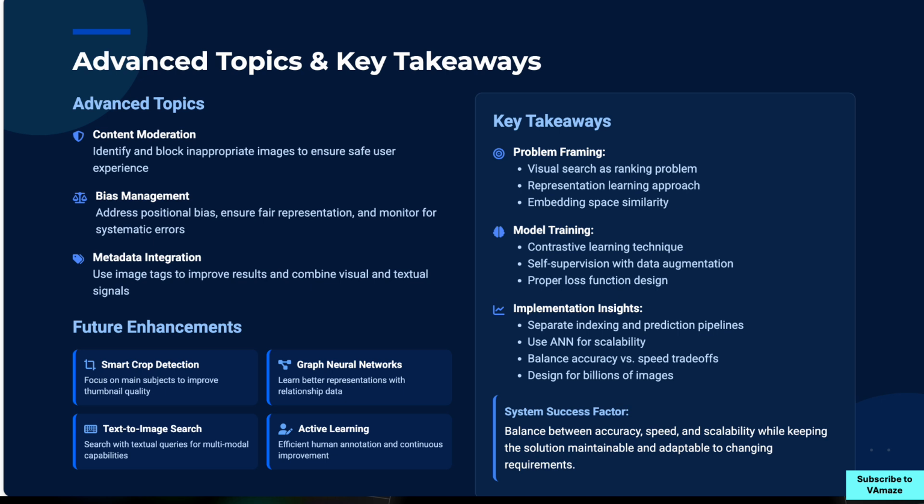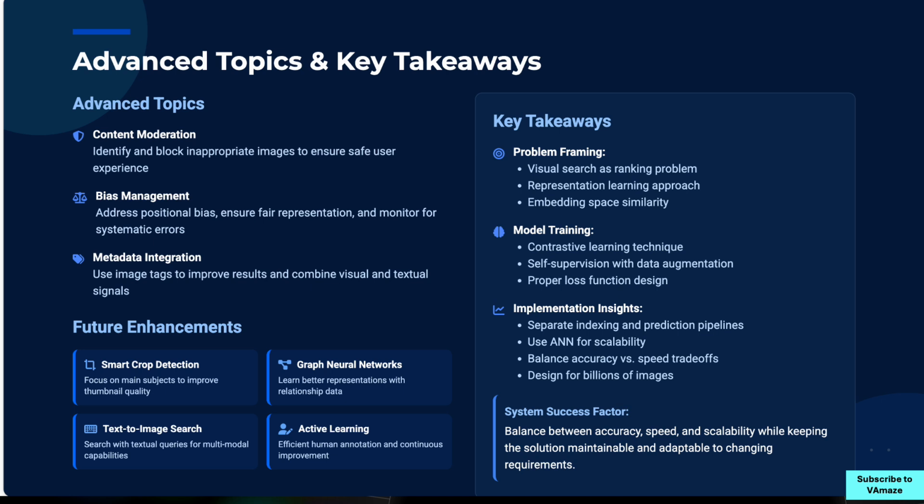We can enhance results by incorporating image metadata like tags. Combining visual similarity with textual information often produces better results than either signal alone. For product images, smart cropping using object detection can automatically focus on the main subject, improving thumbnail quality and user experience. Graph neural networks offer a way to learn even better representations by leveraging relationships between images, things like which images appear together or are uploaded by the same creator.